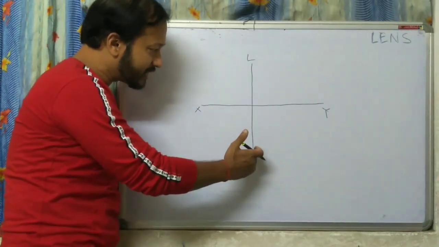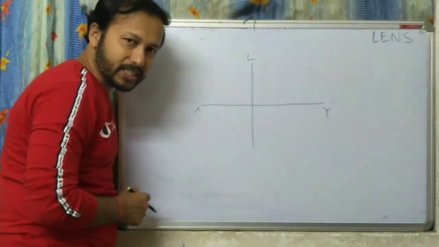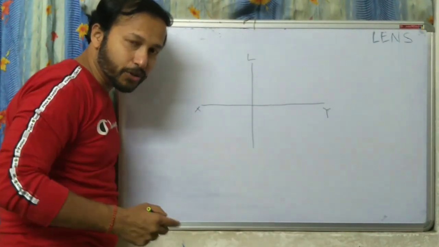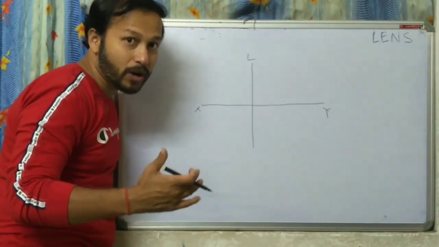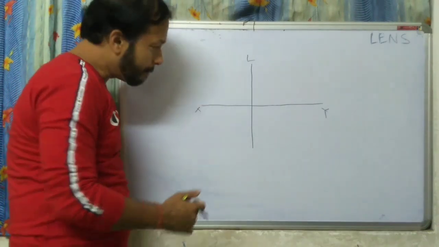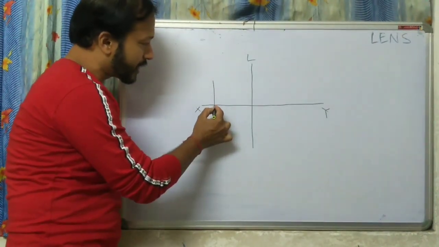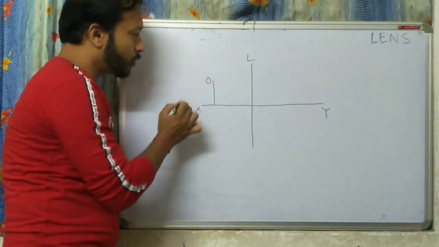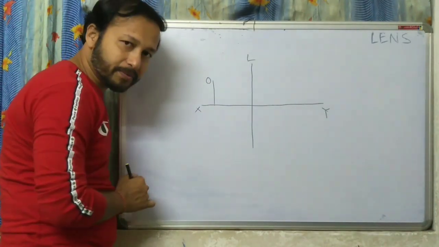So this is the lens and this is the principal axis. As I discussed in the previous videos, we will place our object always at the left side of the lens. Means here I am placing my object. So this is my object. O is denoting the object.